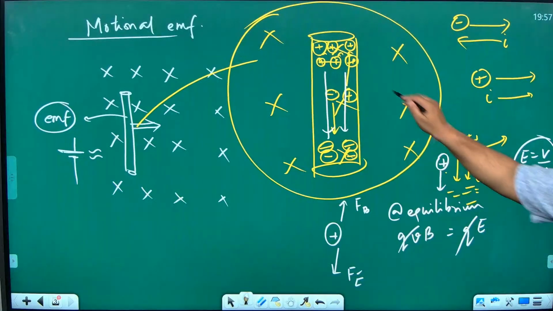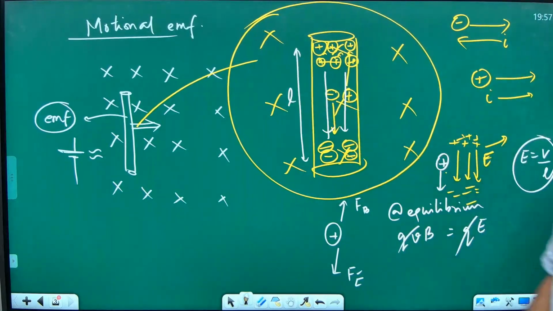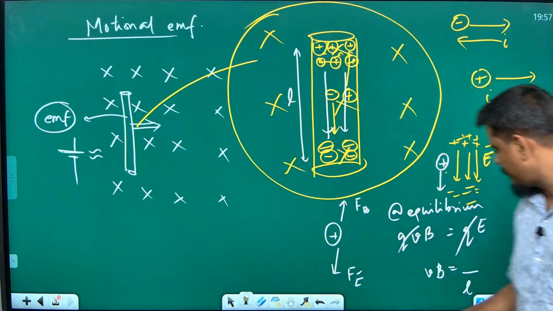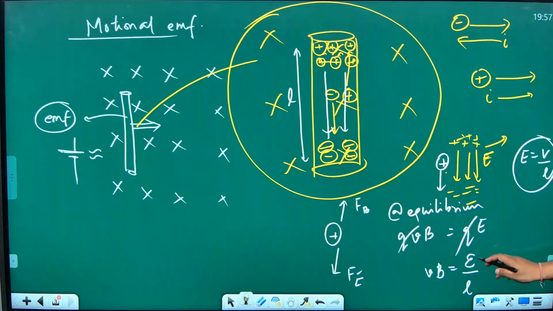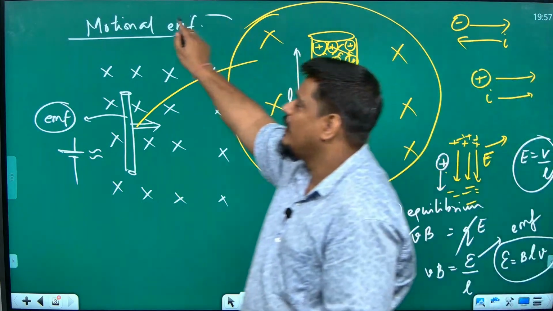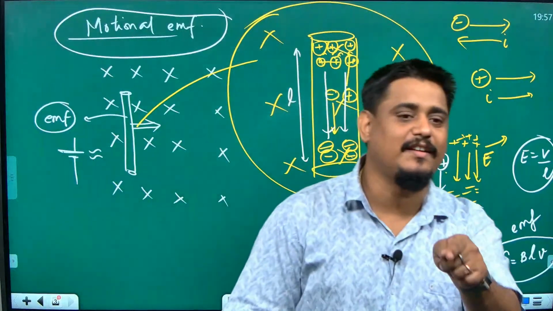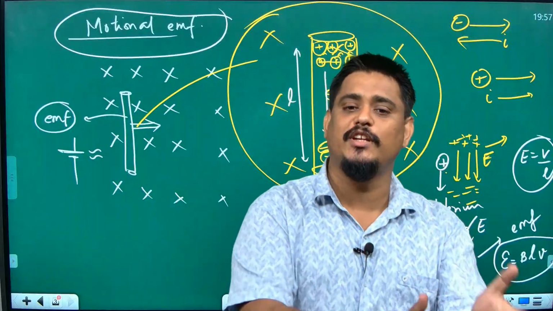Remember this. So if the rod has a length of L, don't you think the electric field can be replaced so that VB becomes equal to V by L? V is a kind of potential. I can also represent it by EMF, E. Not electric field here, this E is the EMF, okay? Don't think it is electric field, it is EMF, voltage. From here I get a new formula: EMF is equal to BLV. This EMF has a name, it is called motional EMF. Why? Because it is coming due to the motion of the conductor in the magnetic field. That's why it is called motional EMF.